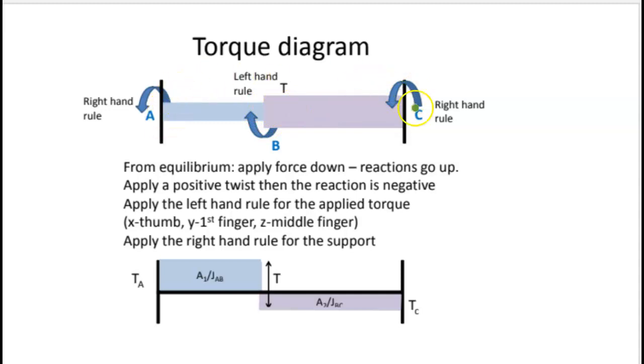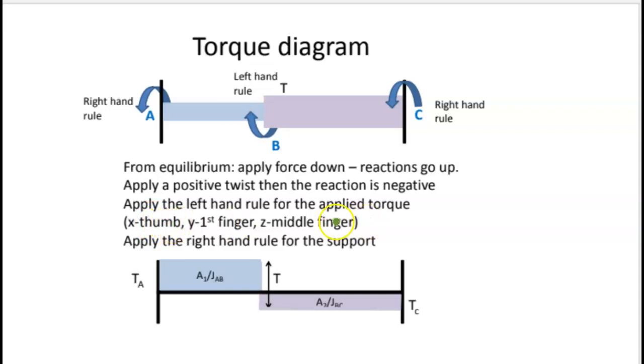The supports at C and A will have to apply the reaction torque, which will be in the opposite and opposing direction. So here the torque is going to be anti-clockwise and that will be anti-clockwise, because these are fixed. And here what I'm doing, I'm trying to apply the torque.